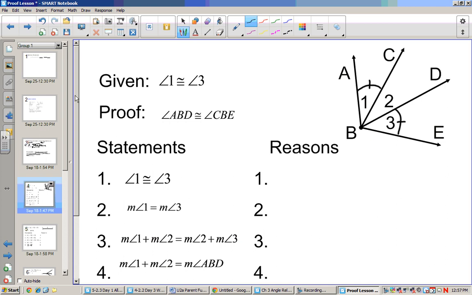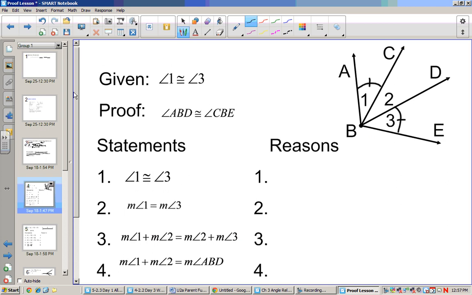All right, so here's the real deal. We're trying to do this proof. It says we know angle 1 is equal to angle 3, and we want to prove ABD is congruent to CBE. Well, we can start this proof by writing the given information. And over here, we always write "given" for blank number 1.